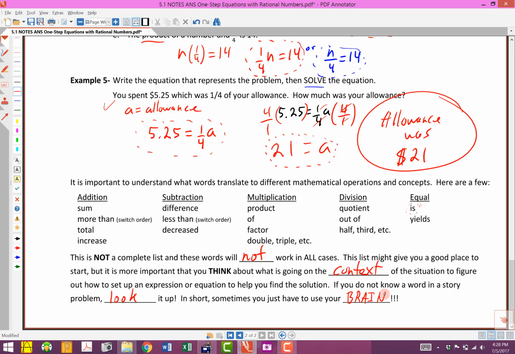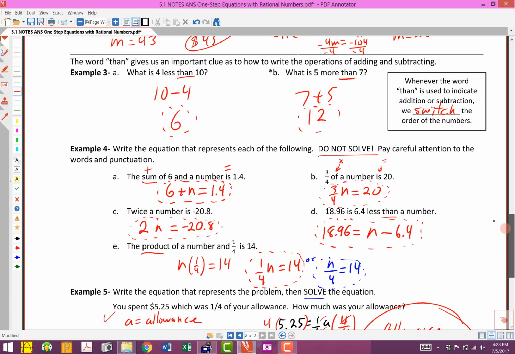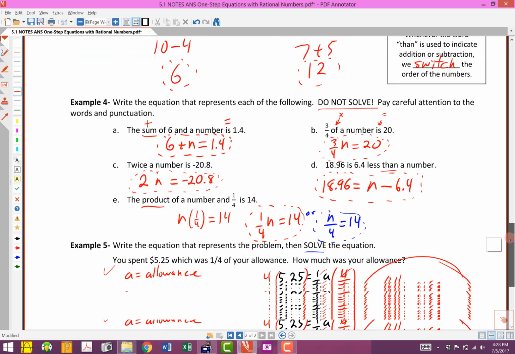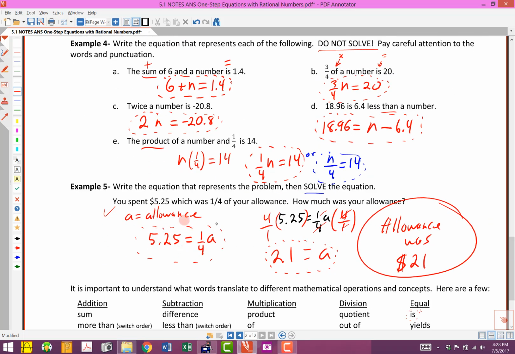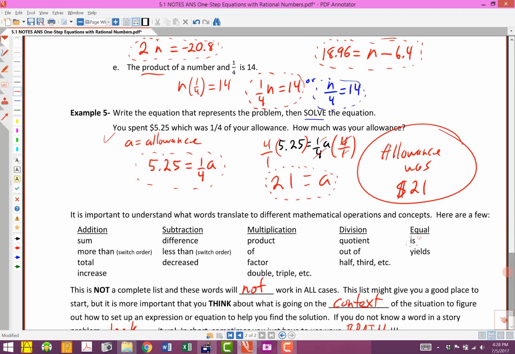So on today's assignment, there are going to be some where all you have to do is set up the equation like we did right here. And then there are going to be some where you actually have to set up the equation, declare a variable, all that sort of stuff, and then actually solve that equation. Sometimes you'll end up with an integer like we did here. Sometimes you'll end up with a rational number, but most of the problems will have rational numbers on them.